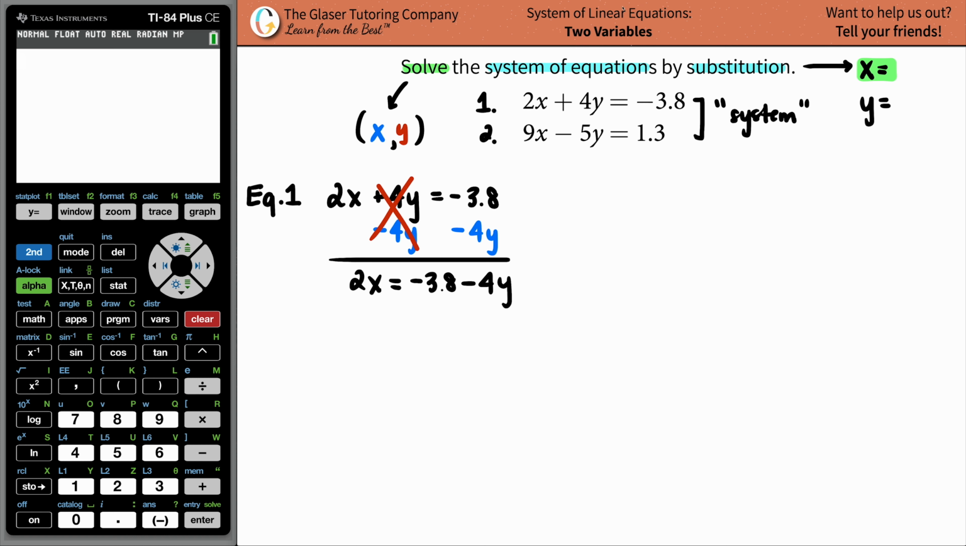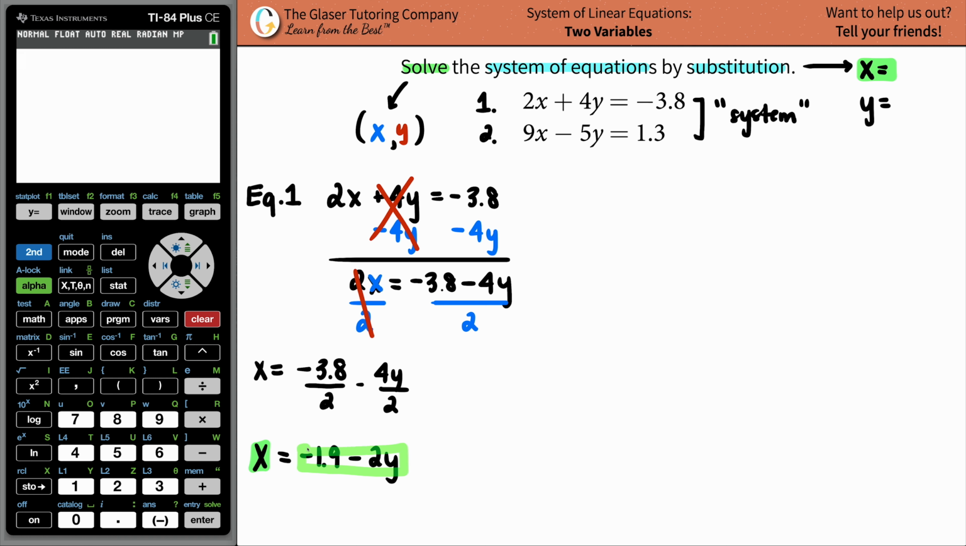Now, if I want x by itself, I have to divide each side by 2. This cancels out, and now we have x equals. Just know that when you're dividing two parts by the same denominator, you can split them up. So this is the same thing as saying negative 3.8 divided by 2 minus 4y divided by 2, and just work it separately. So this is negative 1.9, and then 4 divided by 2 is 2, so this would just be 2y. Okay, so we have x equals some number.